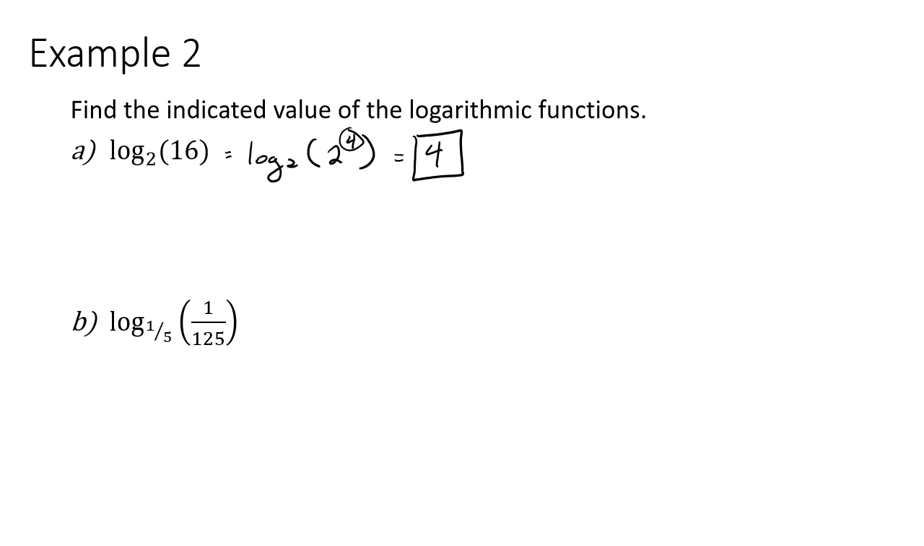Part B is similar. This time we've got log base 1/5 of 1/125th, which would be the same as log base 1/5 of 1/5 cubed, because 5 cubed would be 125. And so log base 1/5, exponent base 1/5 cancel each other out. All we're left with is the exponent of 3.